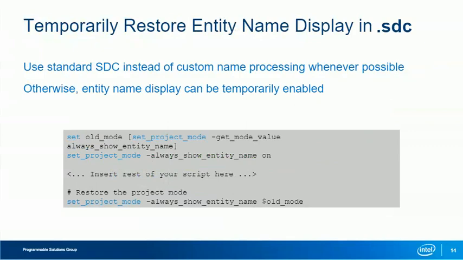In general, try to use standard SDC instead of custom name processing. If this is not possible, you can temporarily re-enable the inclusion of entity names and strings using the code shown here. Wrap these commands around your script to switch to the old mode and then switch back.